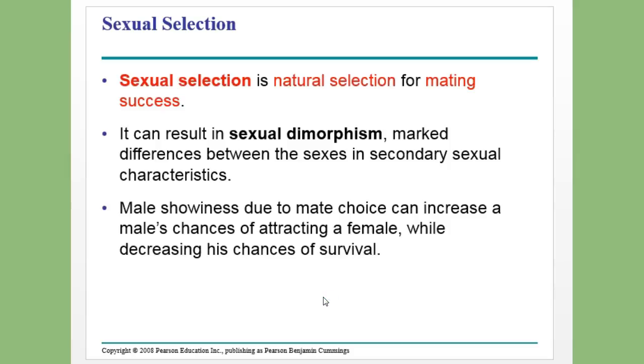It can result in sexual dimorphism or marked differences between the sexes in secondary sexual characteristics.